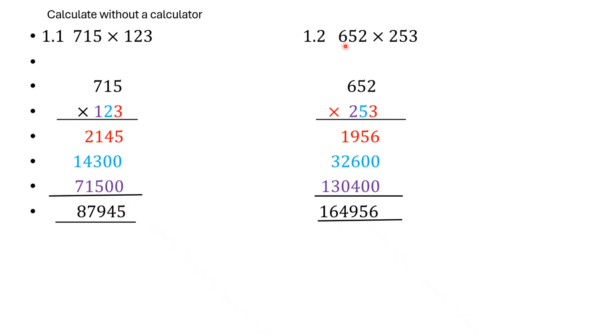Now again, 652 times 253. Right, so I'm first going to multiply 652 by the unit 3. Then I'm going to multiply 652 by tens, or the 50. And then by the 100, 652 times 200. So again, 2 times 3 gives me 6. 5 times 3 gives me 15. So 5 stays and 1 gets carried over. 6 times 3 would then give me 18 plus 1 gives me 19.